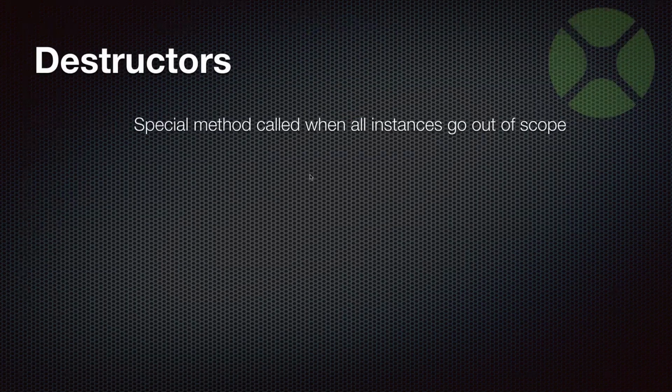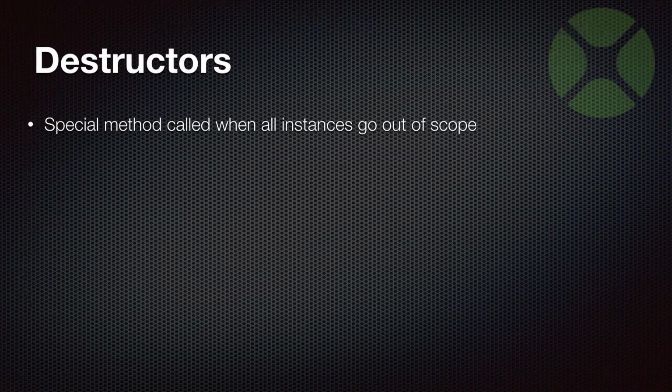All right, destructors are a bit simpler. There's just a single one, and it's a special method that's called when all your instances, all your objects go out of scope. And you can put cleanup code in there. So if you have specific resources that were created when an object was initialized, you can use this to clean it up. And this would just be for your own stuff.